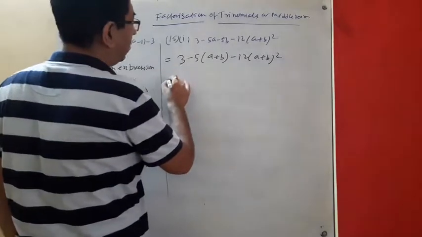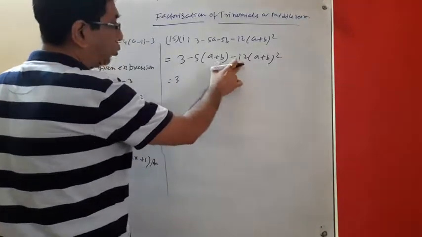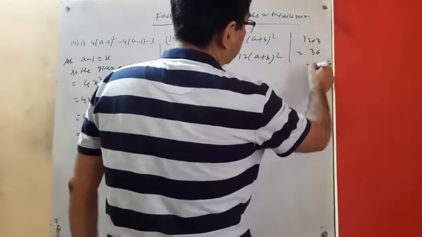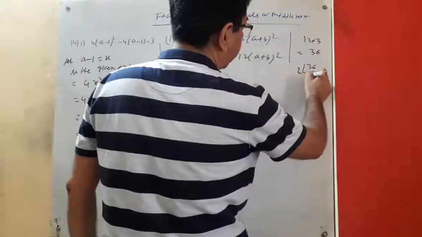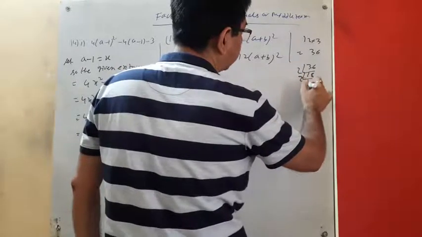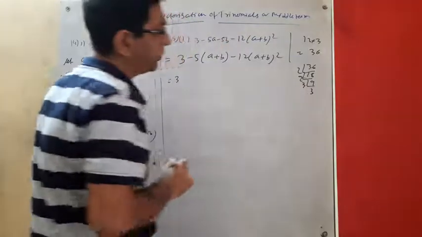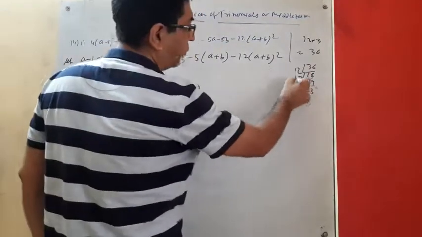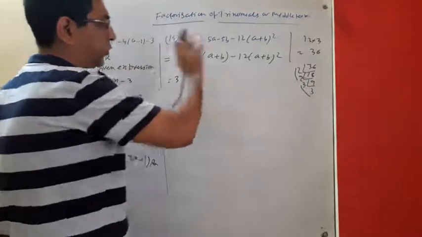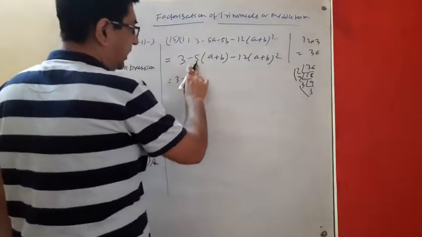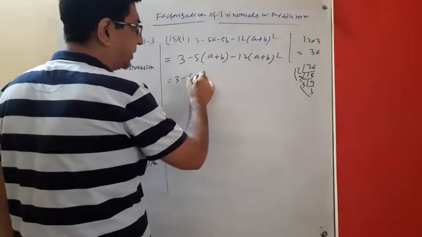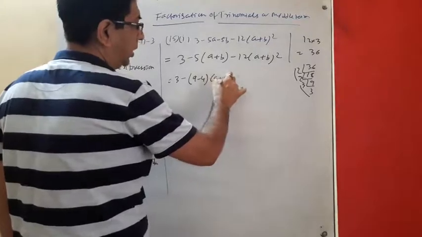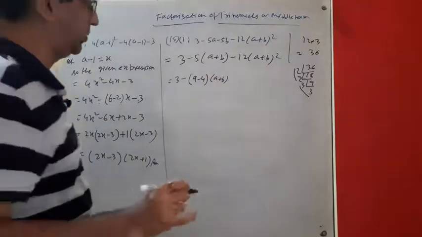Here I am showing you: 3, that is 5. 12 into 3 is 36. On splitting 36 we get 18, 2, 9, 3, 3. So we have to take 5: 9 and 4. 9 minus 4 is 5. So in case of 5, we write 9 minus 4, then we write this one, a + b. Or you can assume a + b = x, whatever.